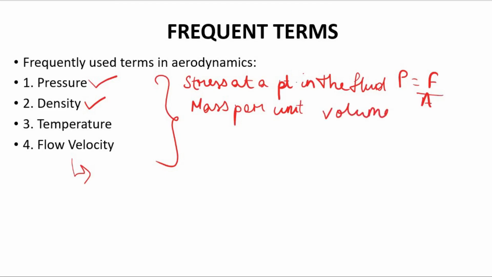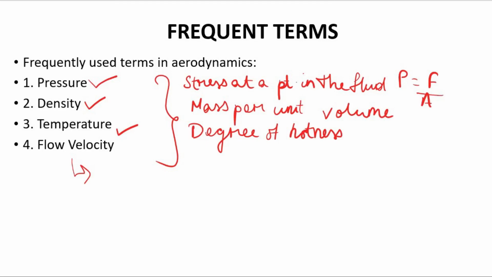The third important term is temperature, which is a measure of the degree of hotness. So how hot is anything, be it a solid body or a fluid or air. What is the degree of hotness is what is told by temperature.